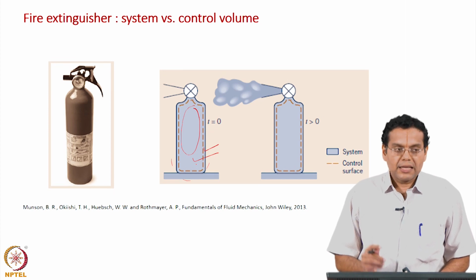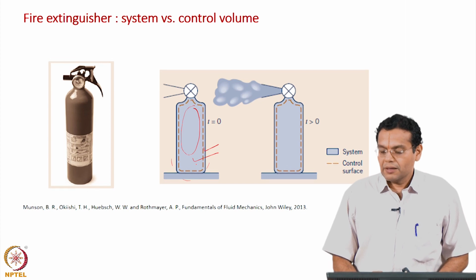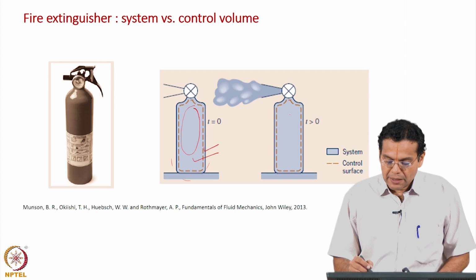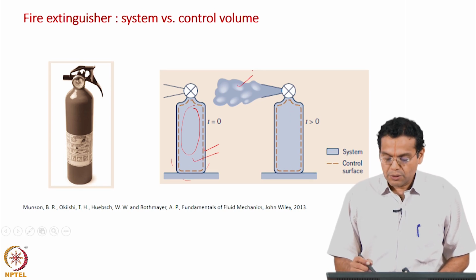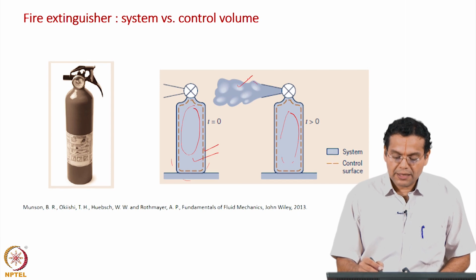Now, let us say at time t equal to 0, I open the valve of the cylinder. Now, what happens to my system? Part of the gas has escaped, the CO2 gas has escaped. So, now my system is still whatever gas is inside the cylinder plus whatever gas has escaped.